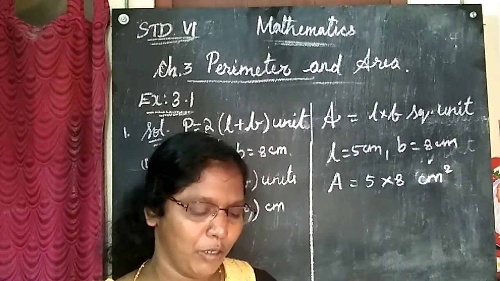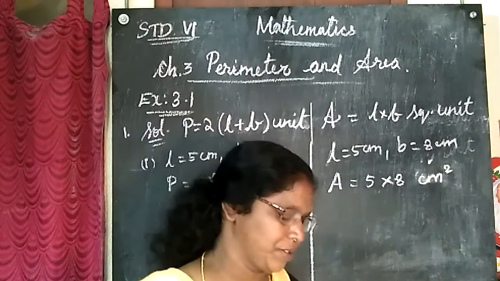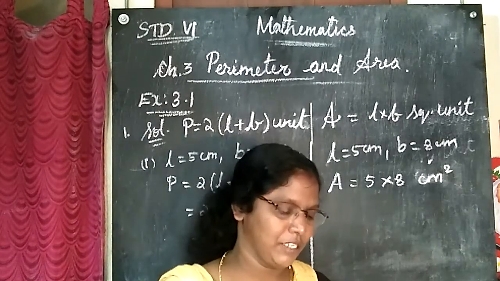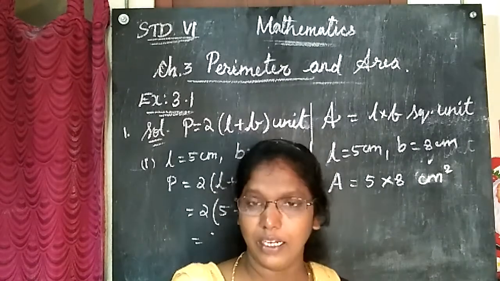The table given below contains some measures of the rectangle. So first let's find out the first option. Length is what? 5 cm. Breadth is what? 8 cm. We are going to find out perimeter and area.